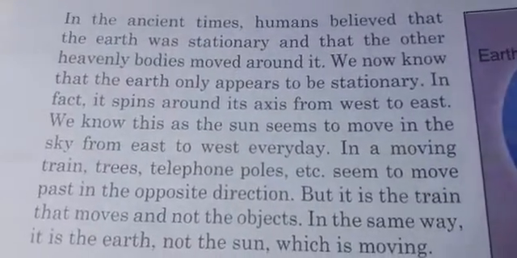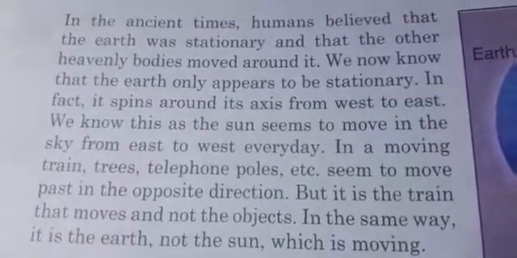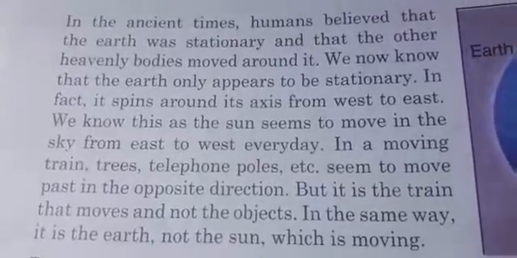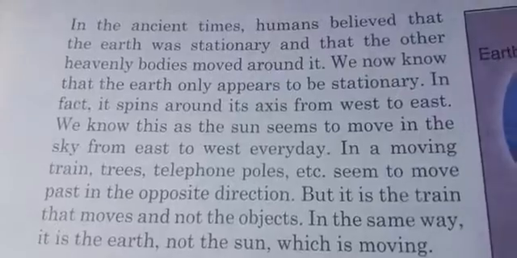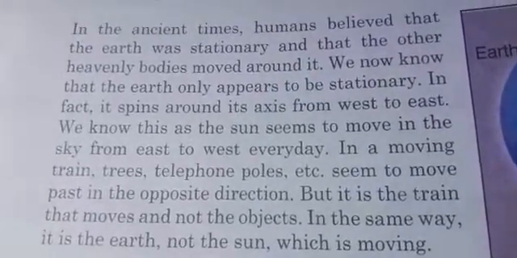In a moving train, trees, telephone poles, etc. seem to move past in the opposite direction, but it is the train that moves and not the objects. In the same way, it is the earth, not the sun, which is moving.